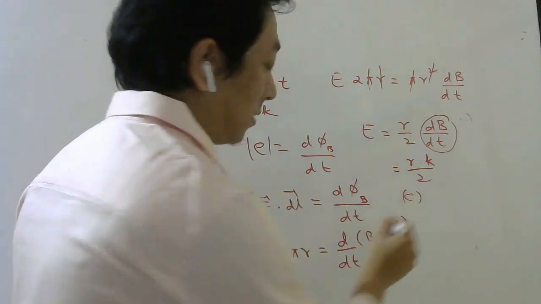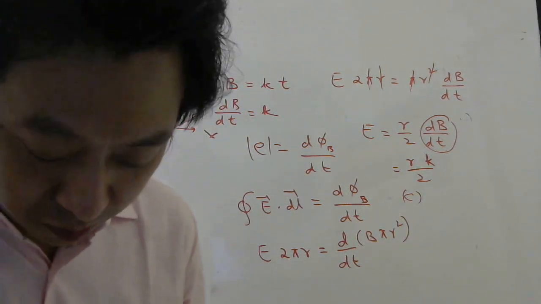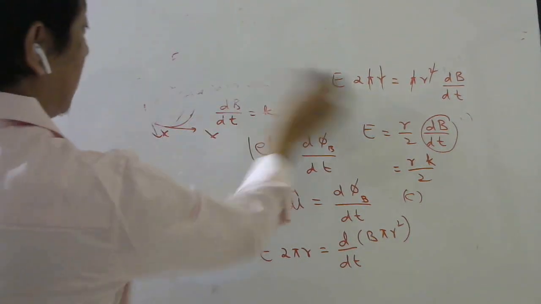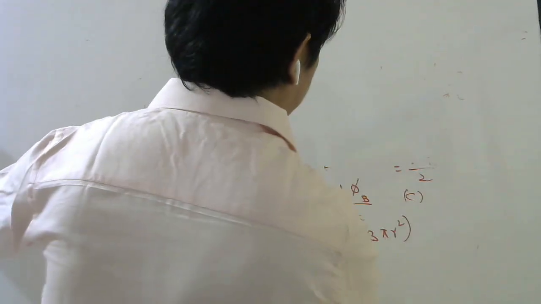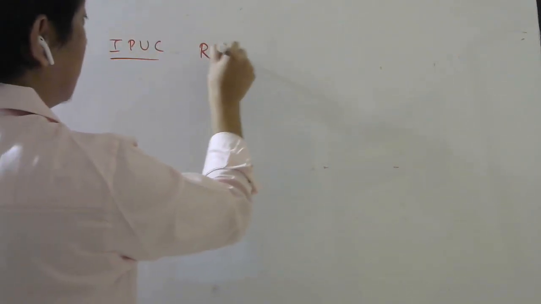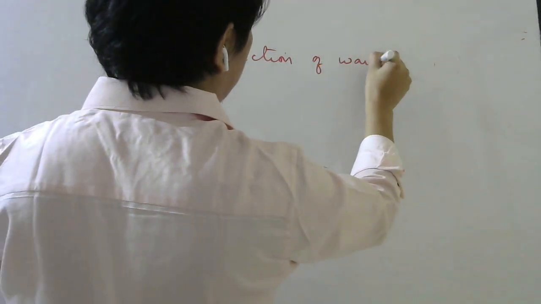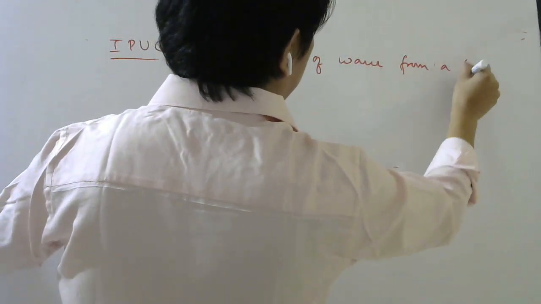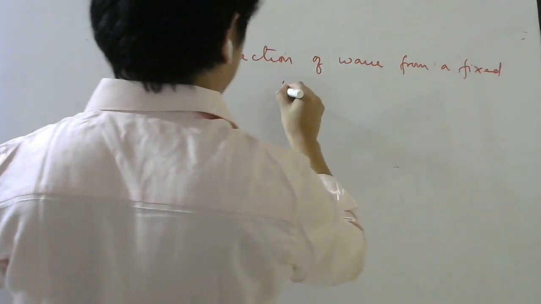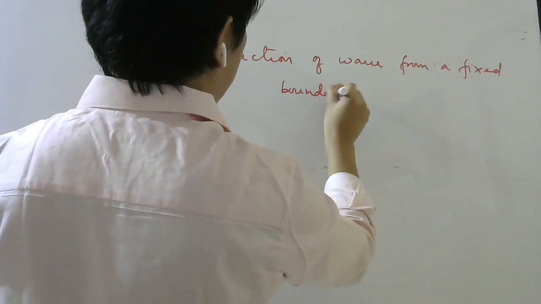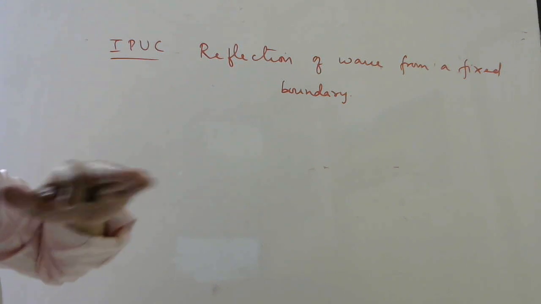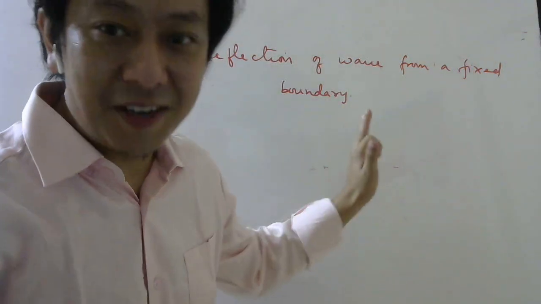Okay, so as I promised you in the beginning, I have to do question number 11 or 10, I think. But before doing that, in first PU, something very important you learned, and that is reflection. Not reflection of light, reflection of wave from a fixed boundary. If you check your EPL, you will find some nice diagrams also that explain this.